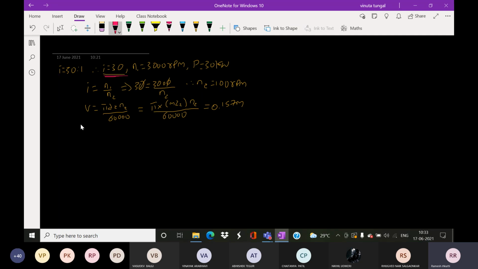Therefore, Z1 is equal to 1 from table number 12.28b, and page number 244. From that, you note down the value of Z1.